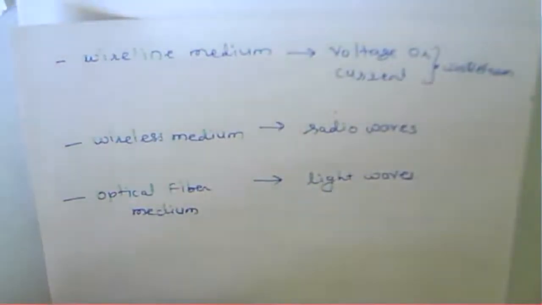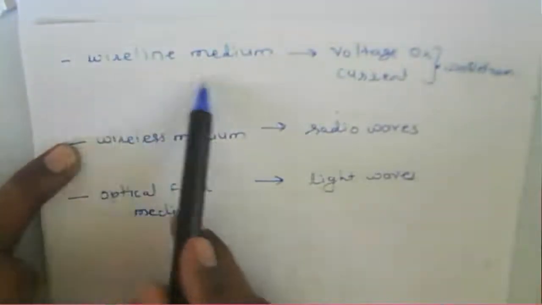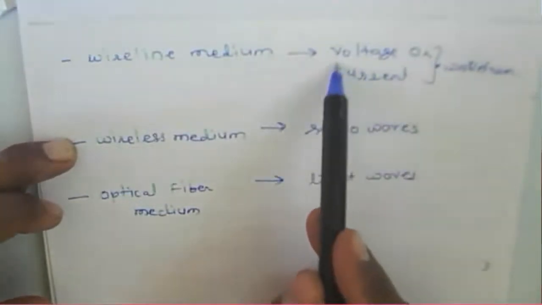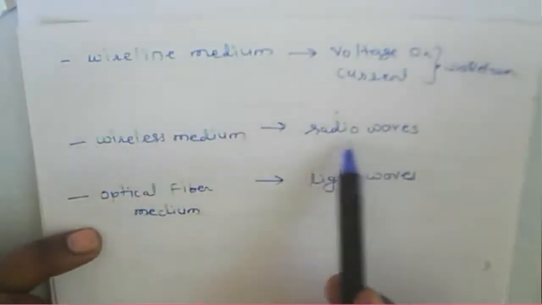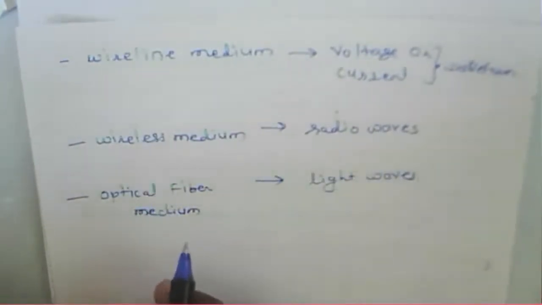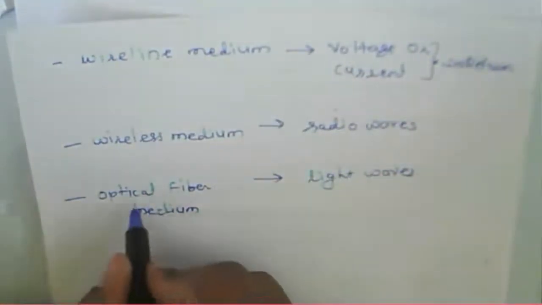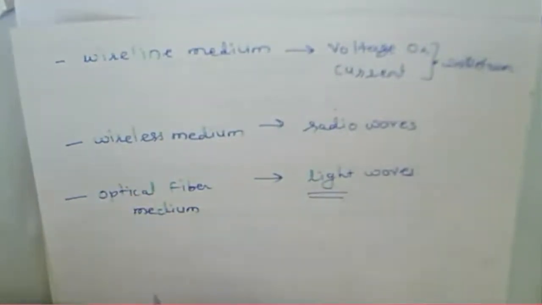So that is about your signal, and what will be the medium. Wireline medium is wire communication, where we have the signal in the form of a waveform related to voltage and current. If it is a wireless medium, then your signal will be in terms of radio waves, meaning mobile communication. For an optical fiber medium, it is light, meaning light propagating through the optical fiber.